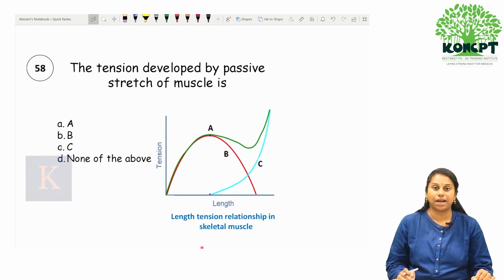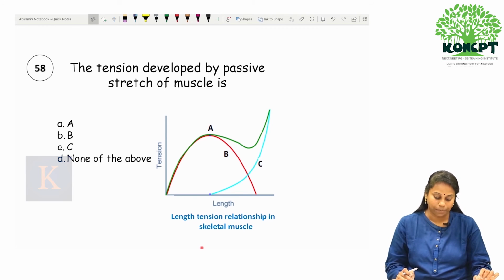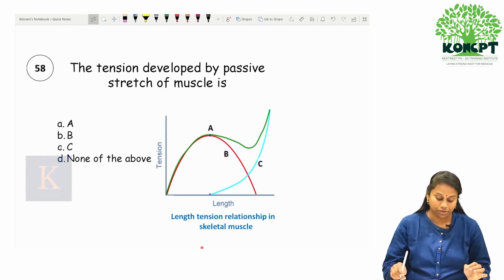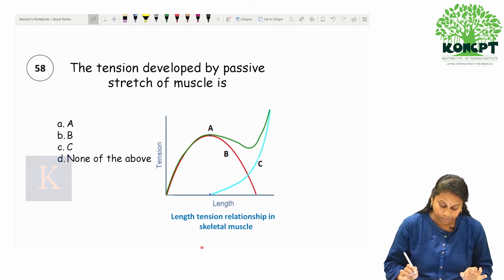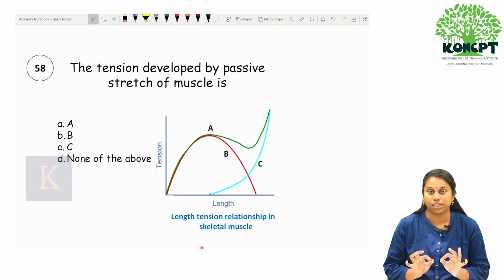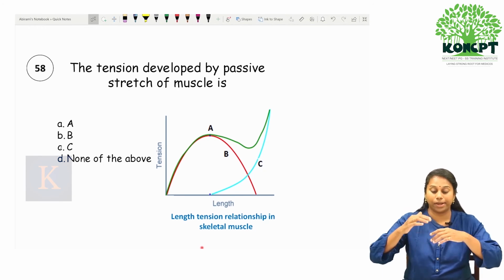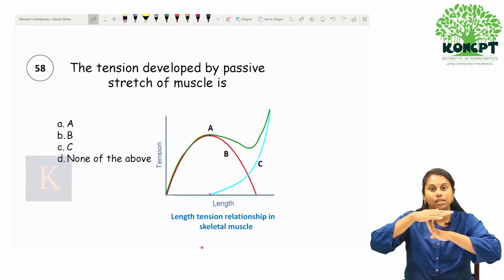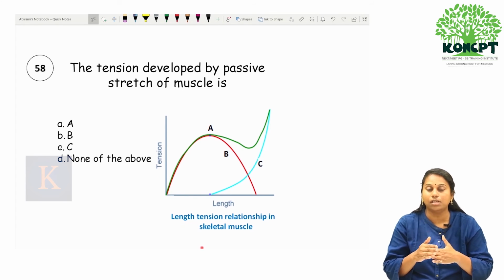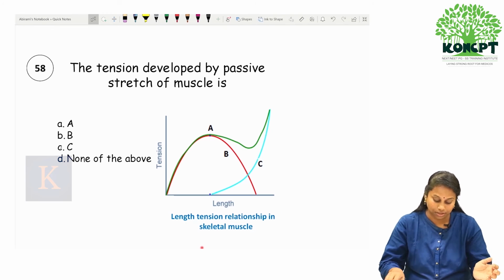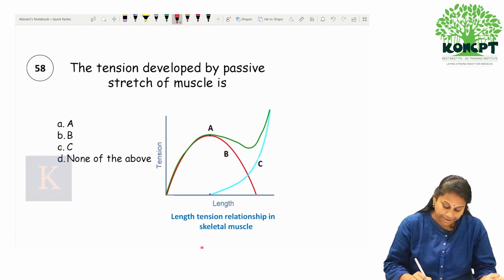Tension developed by passive stretch of muscle is called. See, let us learn about the different types of tension produced in the muscle. How can you increase the tension in the muscle? One is by myosin moving over actin and causing contraction of the muscle, which increases the tension. So, this is called active tension. The red one is called active tension.